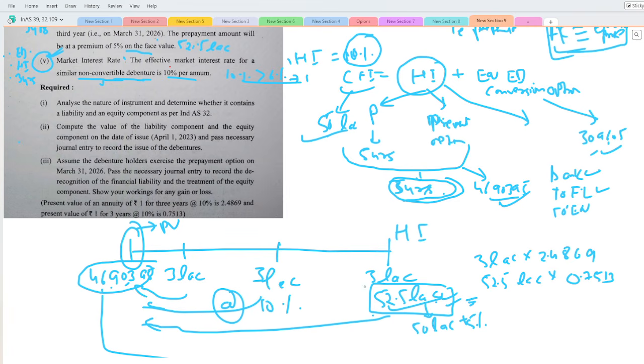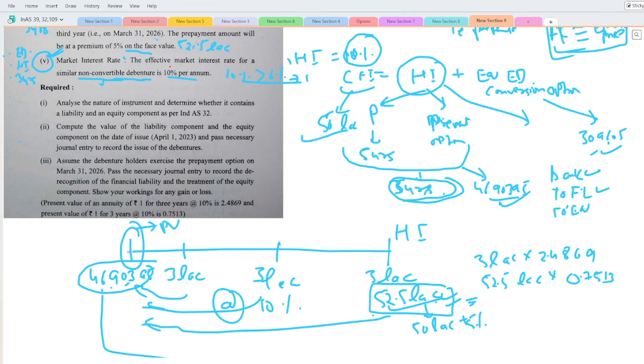Here the interest you will be getting is 3 lakh. Why 3 lakh? Because 50 lakh into 6% comes to 3 lakh per annum. So it is 3 lakh, 3 lakh, 3 lakh, and at the redemption you will be getting 52 lakh 50,000. That is 50 lakh plus the 5% premium amount.